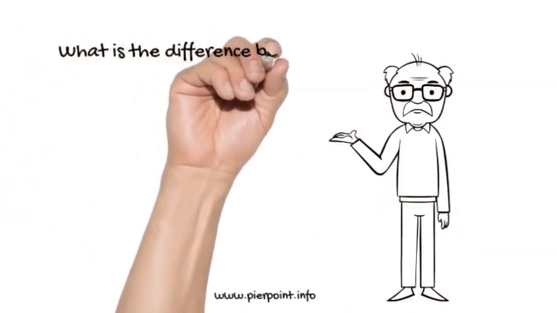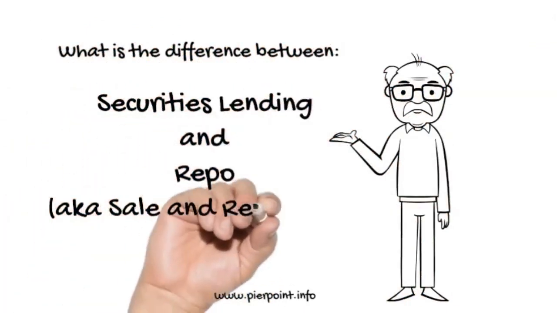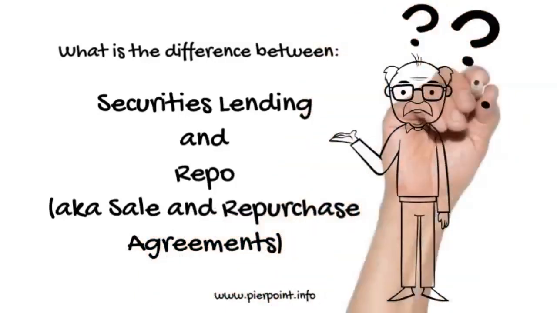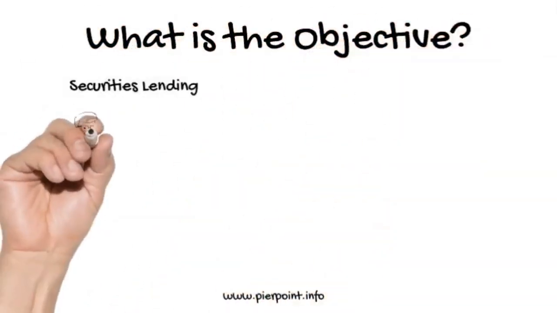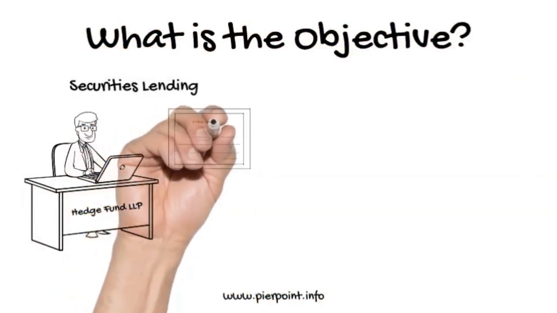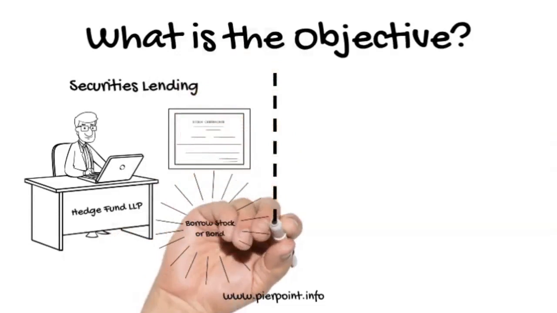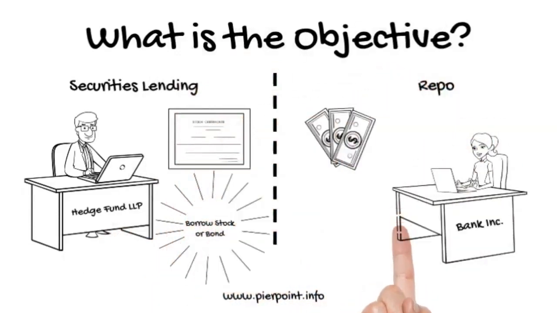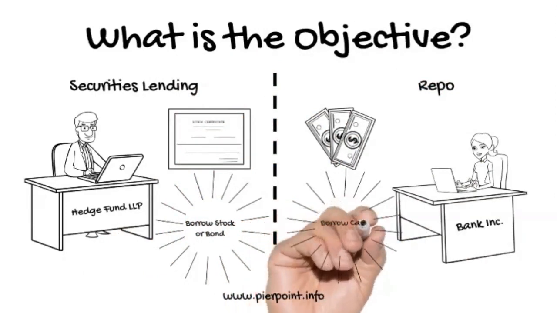In this video, we'll look at the key differences between securities lending and sale and repurchase agreements, more commonly referred to as repo. What is the objective for each transaction? In securities lending transactions, an investor needs to borrow a stock or a bond as part of a trading strategy. In a repo transaction, the investor is trying to borrow cash to satisfy the liquidity requirements of its daily operations.